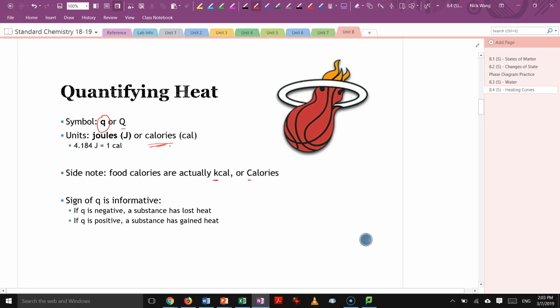Finally, on this slide, the sign of q is important. This helps us know whether heat is gained or heat is lost. Because if q is negative, that means a substance, whatever it might be, has lost heat.